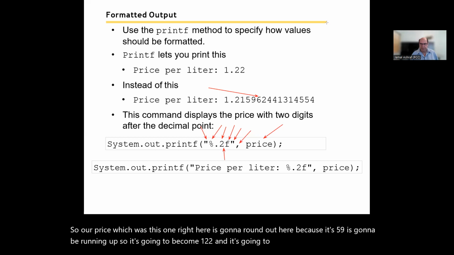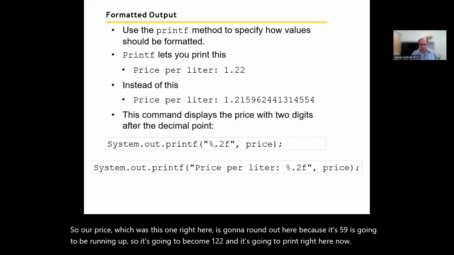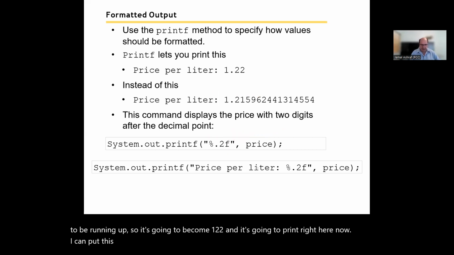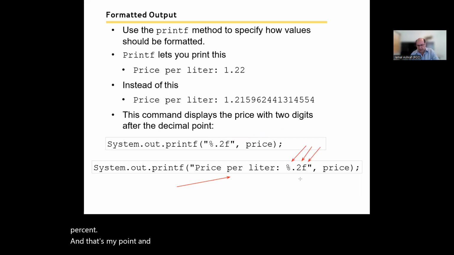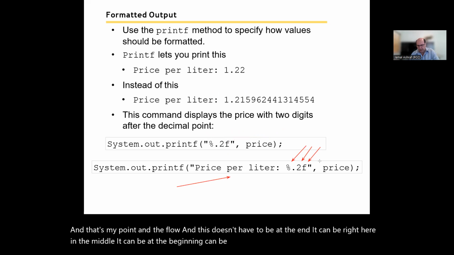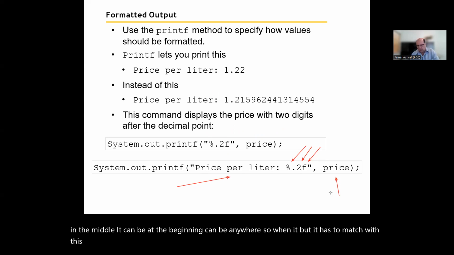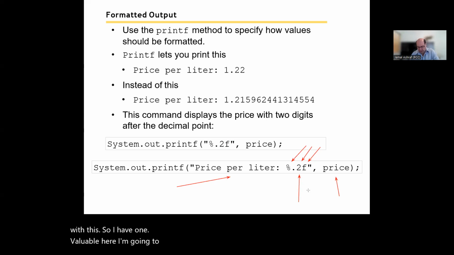Now, I can put this one with some other stuff in it. So I can have some wording here, put the % and the decimal point and the float. And this doesn't have to be at the end. It can be right here in the middle. It can be at the beginning. It can be anywhere. But it has to match with this. So I have one variable here, I'm going to have one F over here.